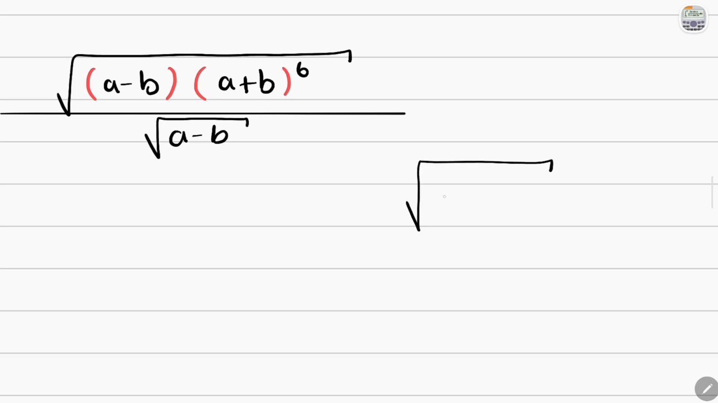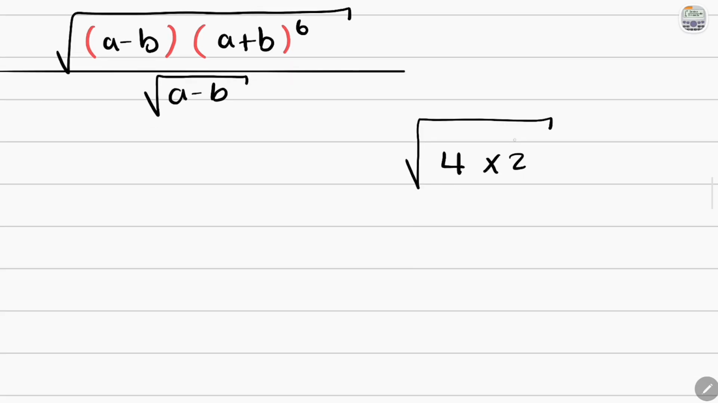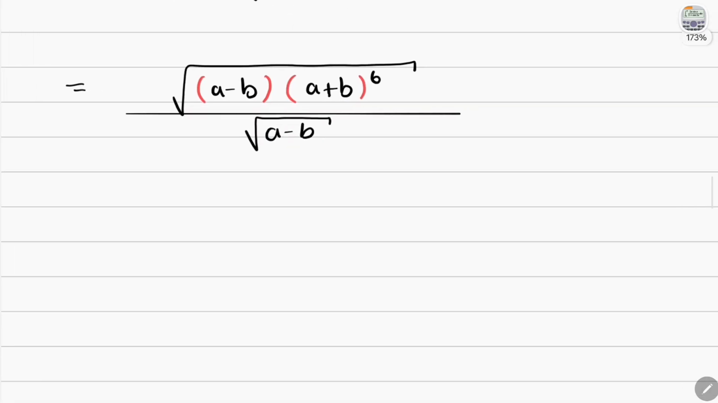If you had the square root of 4 times 2, you can square root this: square root of 4 and square root of 2, which would give you 2 root 2, because the square root of 2 doesn't simplify, so it stays root 2. But if you had 4 plus 2, then you can't square root this, because you cannot square root across plus signs. It doesn't work like that. Okay, so this is what we have, and we can square root that.